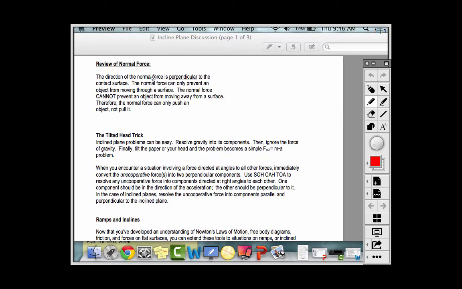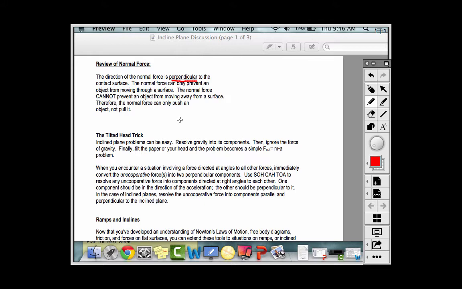Remember, the normal force always acts perpendicular to the surface that it's in contact with. So right now you guys are sitting on your chairs, and the normal force is acting perpendicular to the surface of the chair. The surface of the chair is horizontal, so the normal force is going to be vertically upright. It always acts perpendicular to the surface, and basically it prevents the object from blowing through the surface.